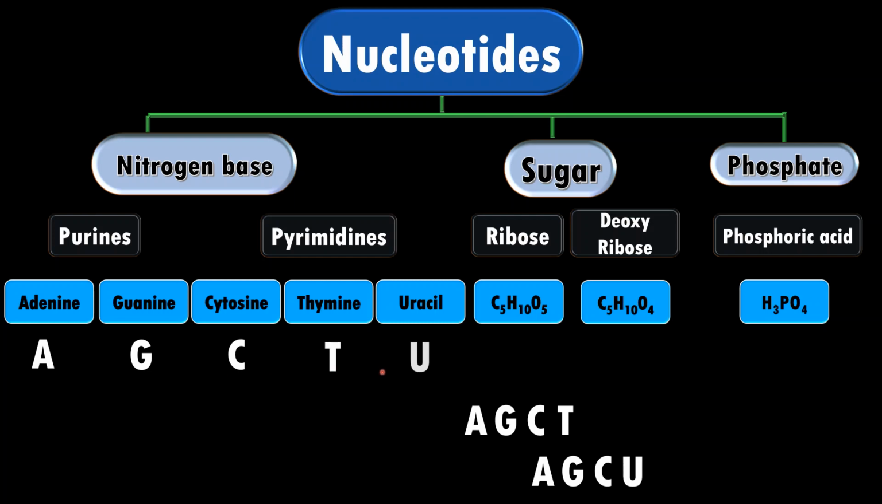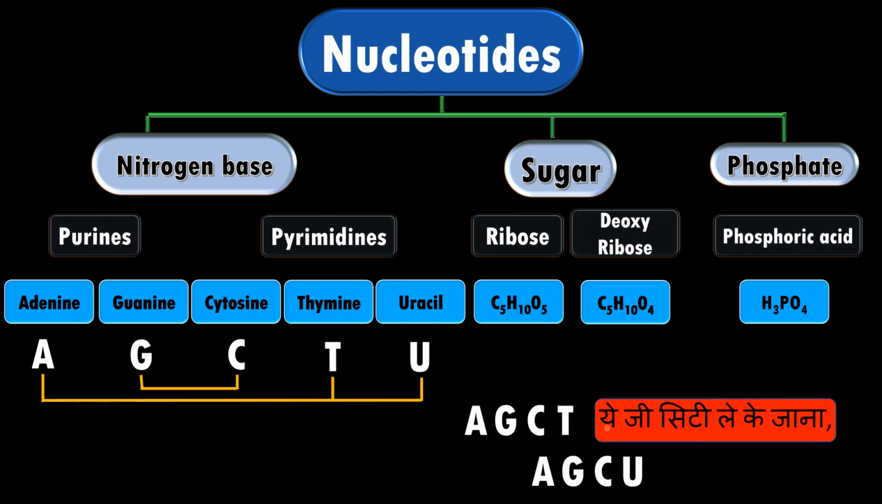Now these are the notations of the nitrogen bases in both DNA and RNA. Now we know that A pairs with T in DNA, whereas A pairs with U in case of RNA, whereas in case of DNA as well as RNA, G pairs with C. Now you can remember this with the formula AgCT लेके जाना and AgCu. So AgCT is the names of the nitrogen bases present in DNA, whereas AgCu are the names of nitrogen bases in the RNA.